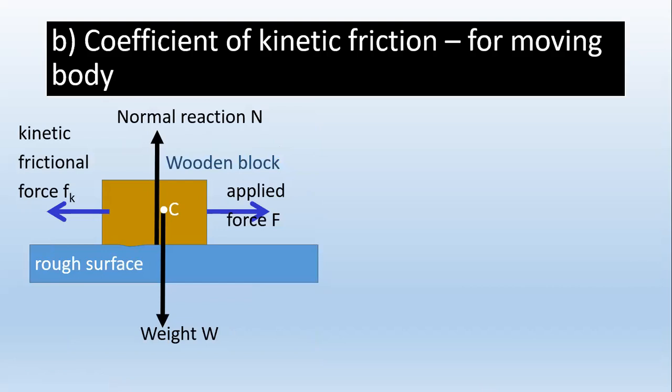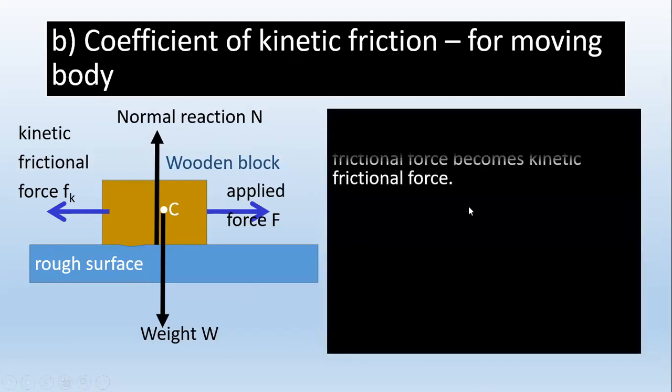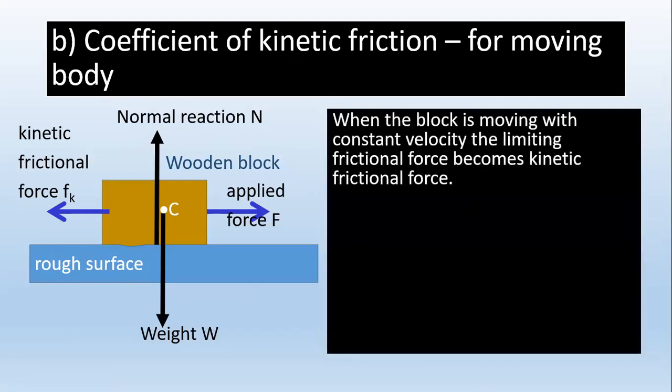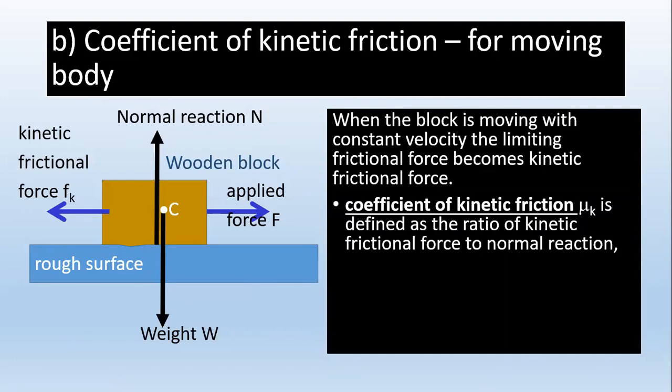Coefficient of kinetic friction is for a moving body. Kinetic is moving, like kinetic energy, a moving body. Same thing. When the block is moving with constant velocity, the limiting frictional force becomes kinetic frictional force. For the coefficient of kinetic friction, you just put a K there to show it's kinetic friction. It is defined as the ratio of frictional force to normal reaction. Same definition, except instead of static friction, we replace it with kinetic frictional force.